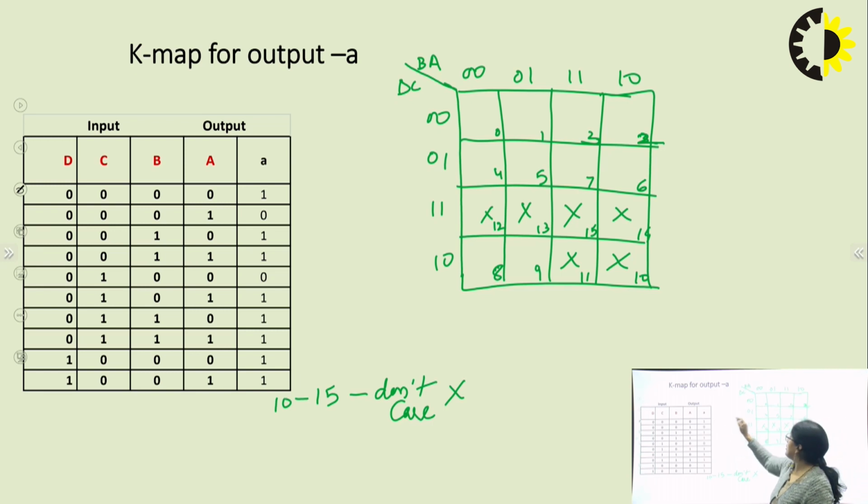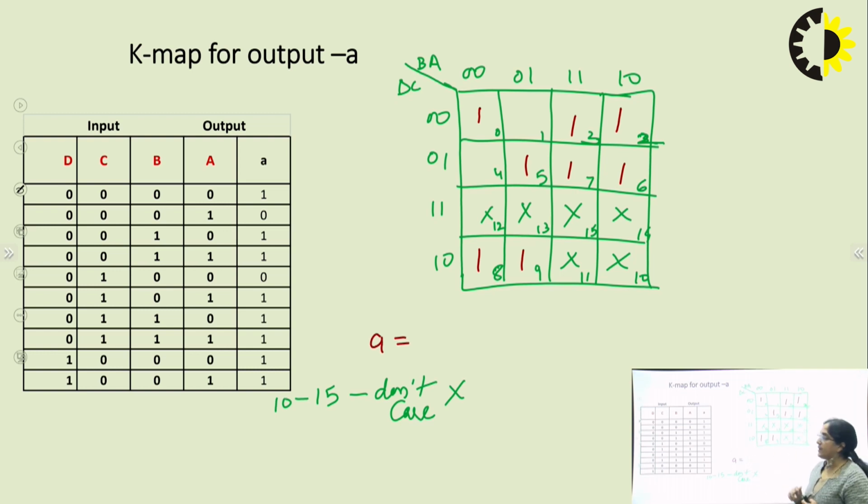So, for 0 it is 1, then for 2 it is 1, 3 it is 1, 5, 6, 7 and 8 and 9. So these are the combinations where we find it as 1 as a function. So for finding an expression for A, we will now pair it. So we will find, as I told you, we will go with quad.